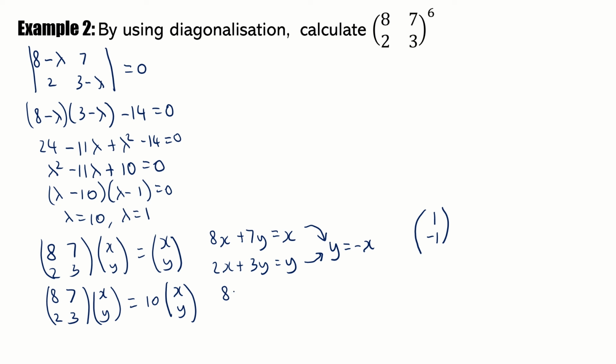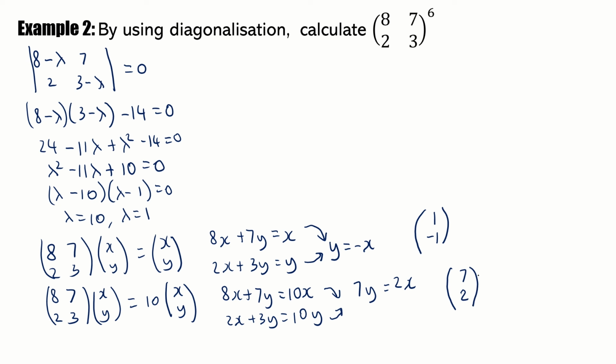Then again setting up the equations. And once again, conveniently, as often happens ultimately with the 2x2 matrices, you end up with both equations leading to the same relationship. In this particular case, we're going to end up with 7y is equal to 2x. What does that mean? It means that if, for instance, I pick y is equal to 2, then x has got to equal 7. And therefore, those are our two eigenvectors.